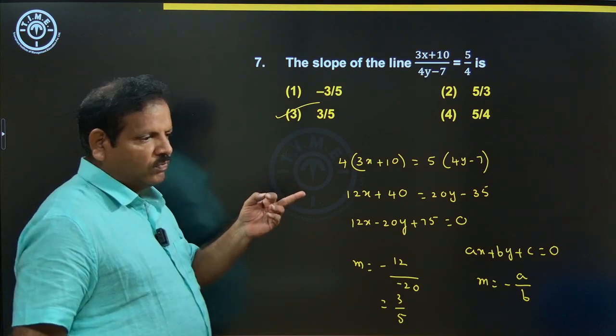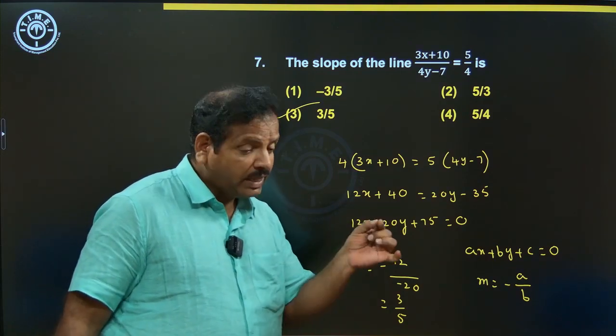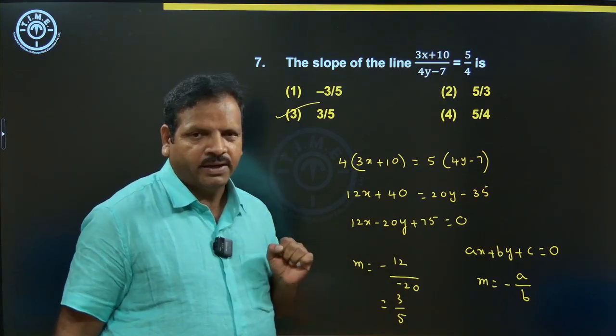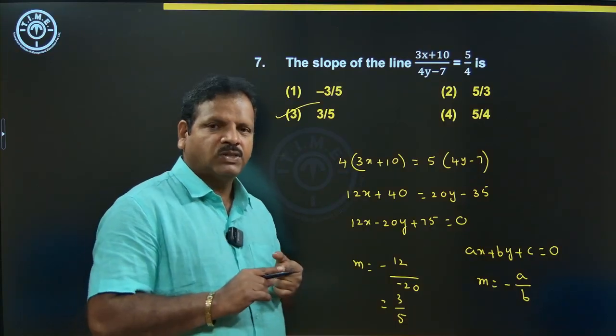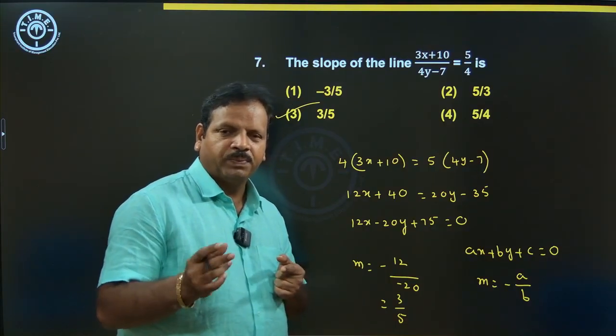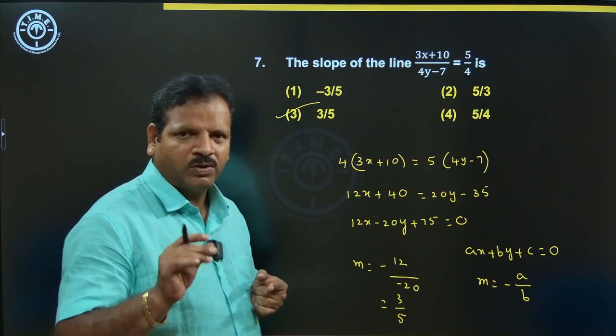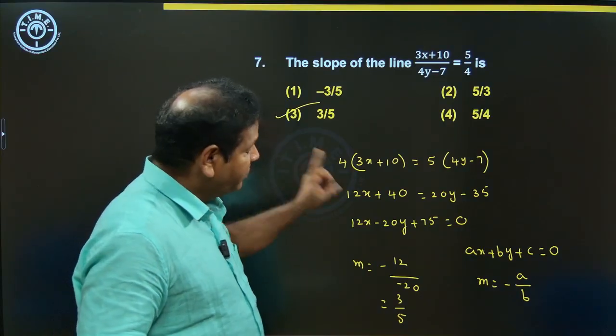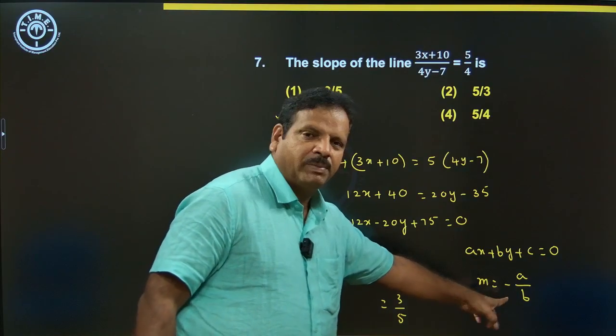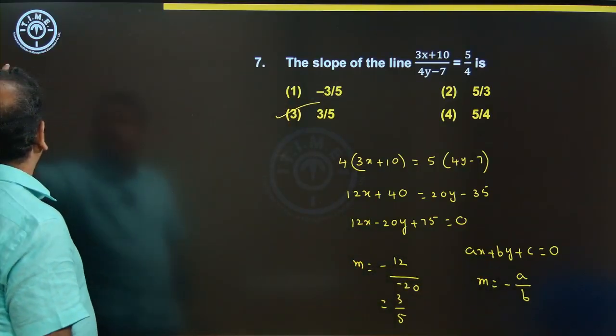Slope has three ways. When the angle is given, m equal to tan theta. When 2 points are given, (x1, y1), (x2, y2), then slope m is equal to (y2 minus y1) by (x2 minus x1). When the equation of a line is given, minus a by b. Okay, these are the ways.